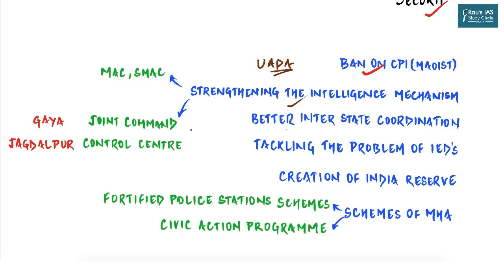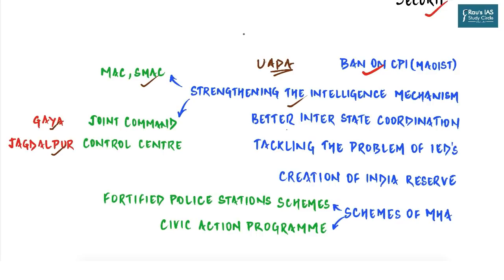This includes intelligence sharing through Multi-Agency Center (MAC) at the central level and State Multi-Agency Center at the state level on a 24/7 basis. These centers enable state and all India level coordination among various agencies involved in countering the LWE. Other steps which have been taken to strengthen the intelligence mechanism include setting up of joint command and control center at Gaya and at Jagdalpur, which will act as nodal centers to coordinate operation against the CPI Maoists or Naxalites.